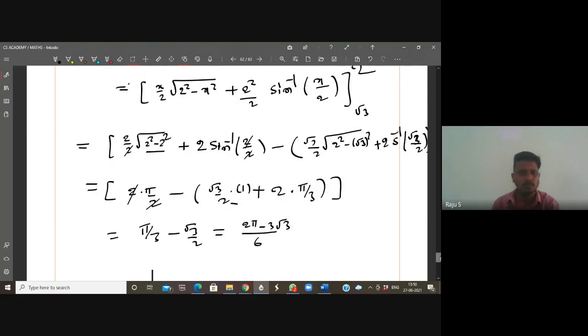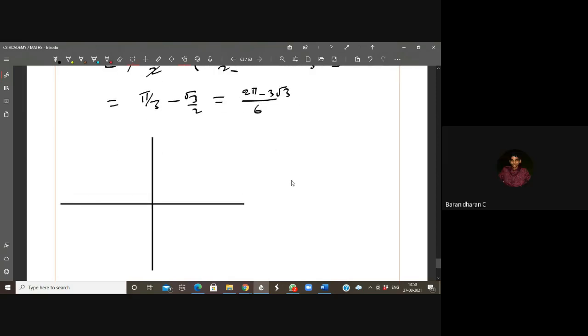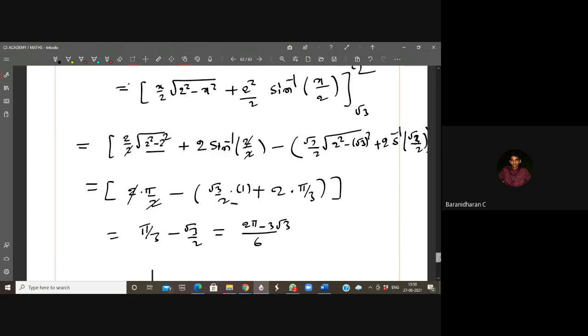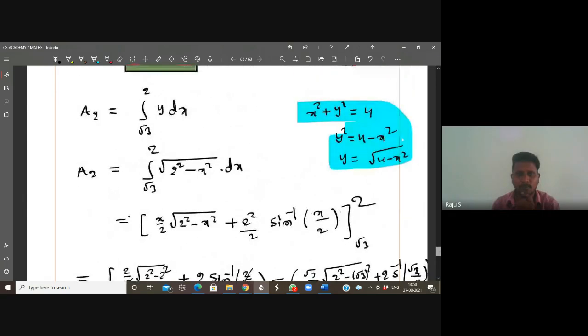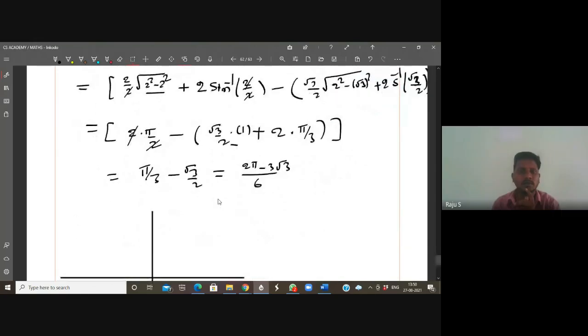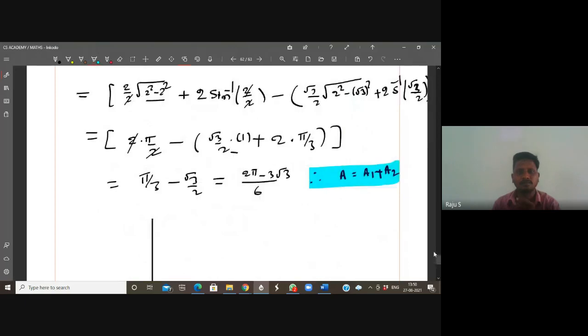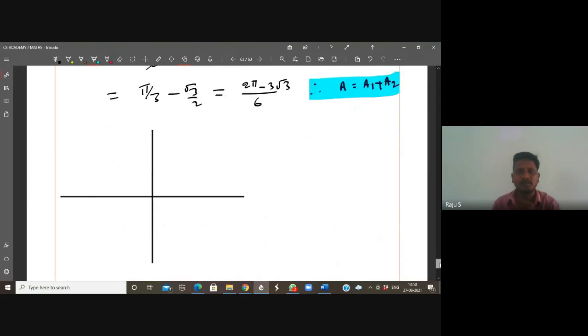Sir, should we find A1 plus A2 like the previous question? Oh, sorry, this is 8-1, correct. So the required area is A is equal to A1 plus A2. Good, absolutely right. In the same way we got A1 and A2 separately. Finally, the required area is adding both the areas, A1 plus A2, and simplify.